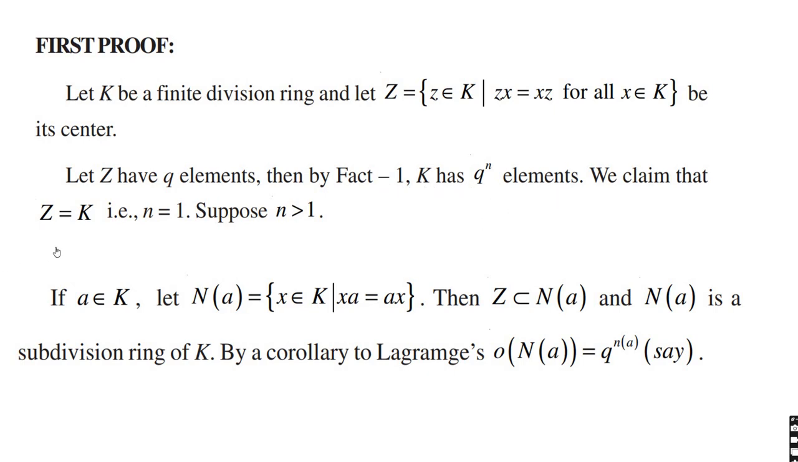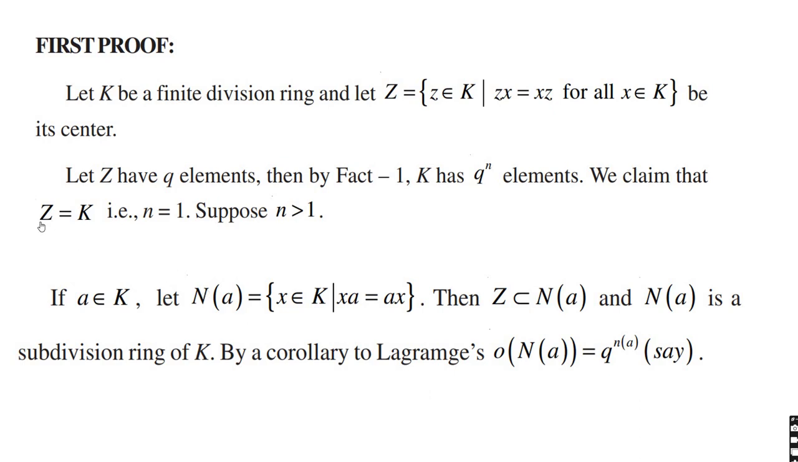Now we claim that Z is K. So that is what we want actually. When Z is K, that is when n is 1. If n is 1, then we will have our Z to be K. Now suppose n is greater than 1. Suppose n is greater than 1, then we are going to have a contradiction.